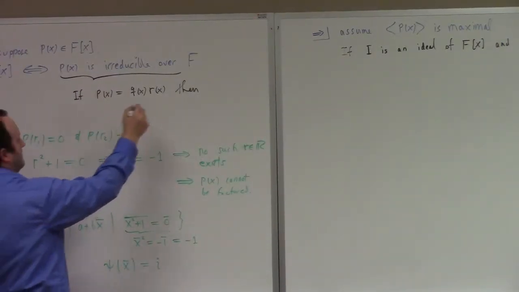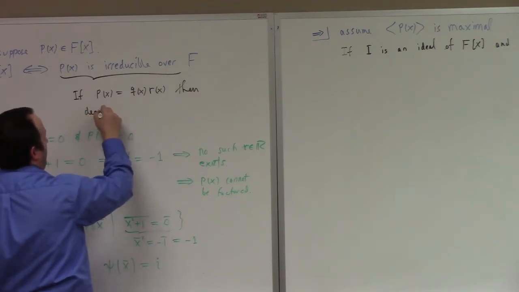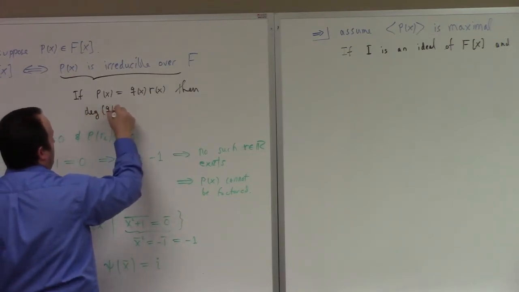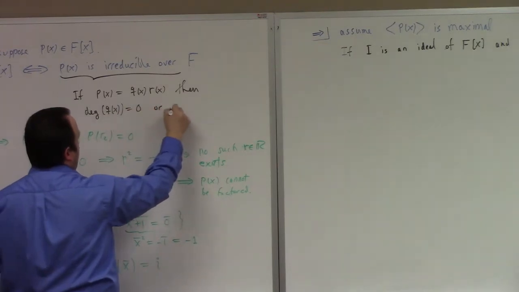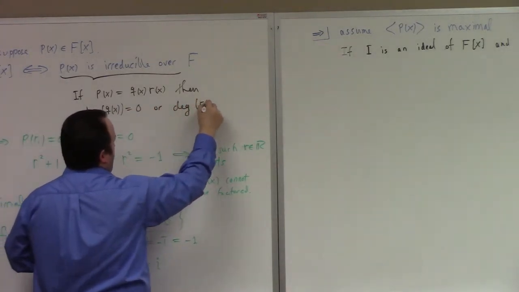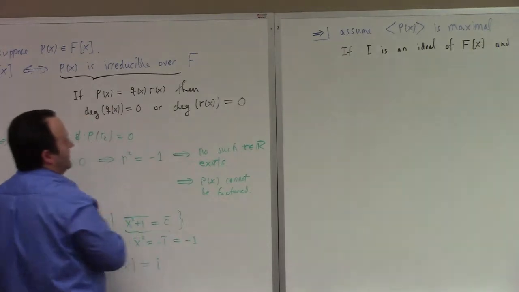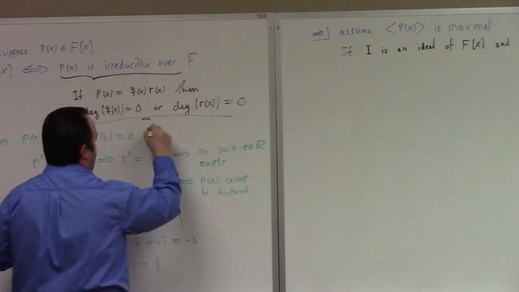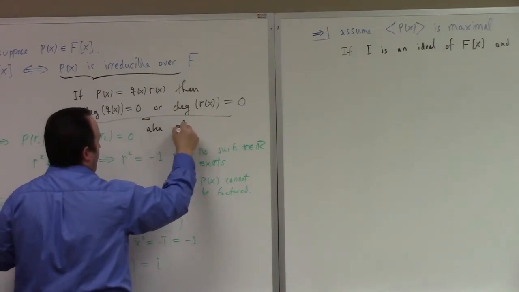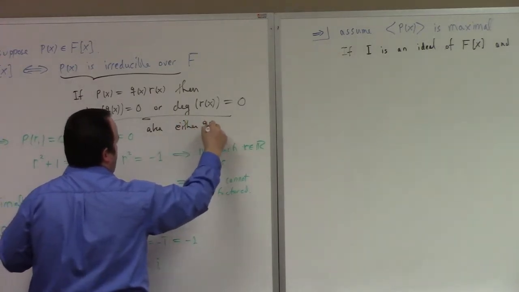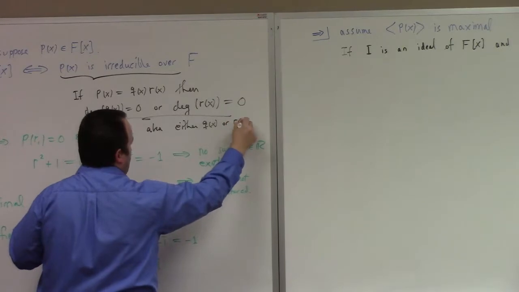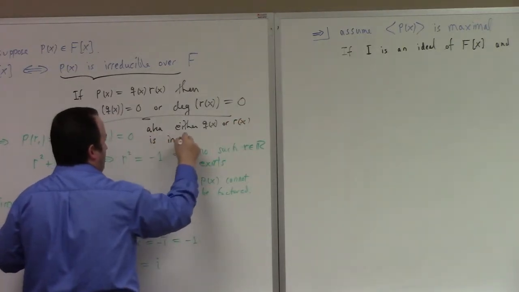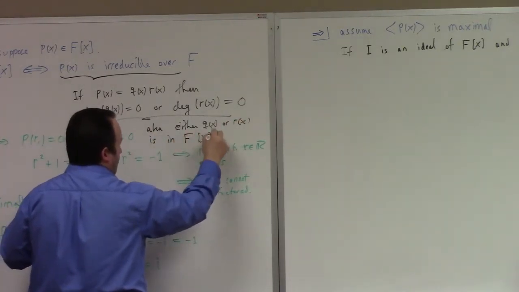Right. Either the degree of Q is 0 or the degree of R is equal to 0. In other words, in the context that we're currently working in, those are the units. This is equivalent in our current context to saying either Q of x or R of x is in the units of this ring.